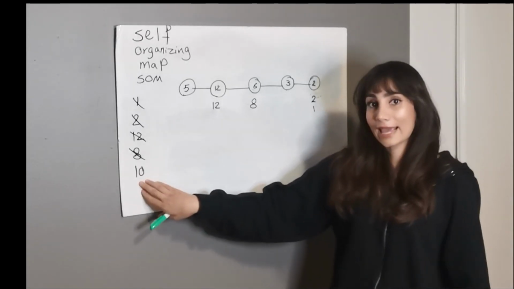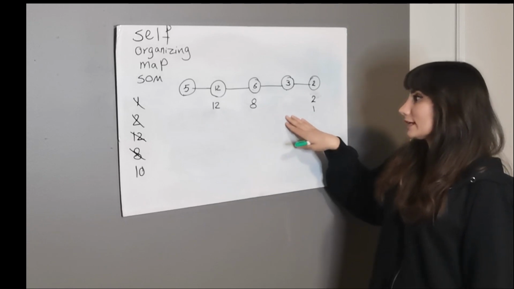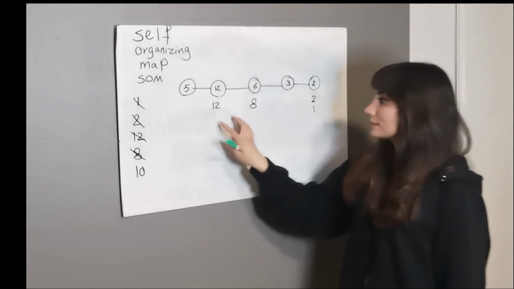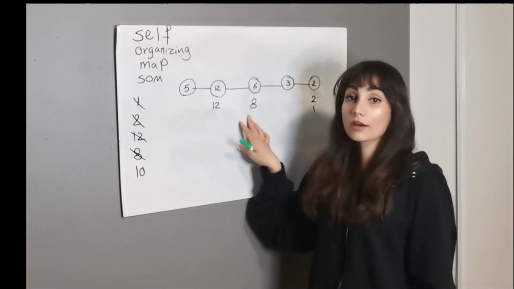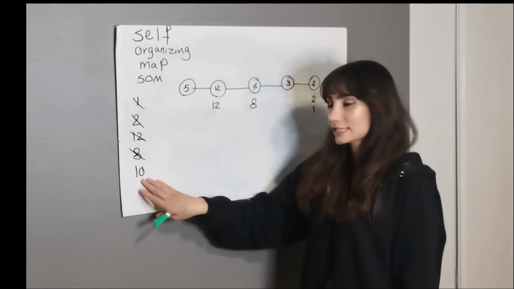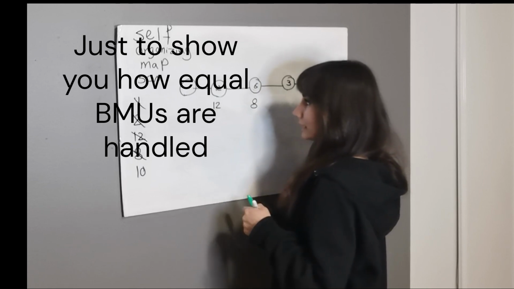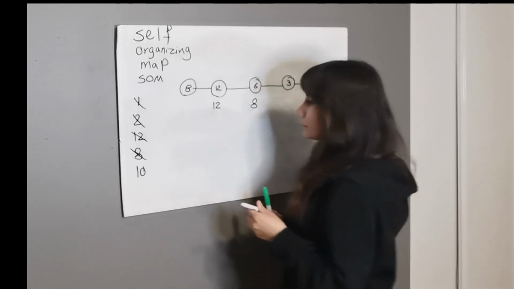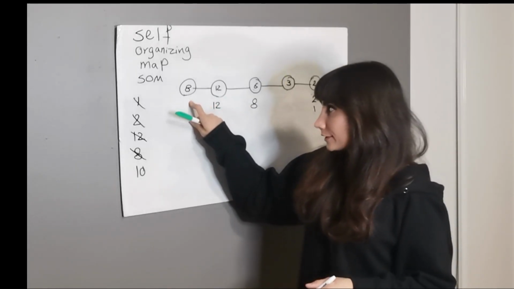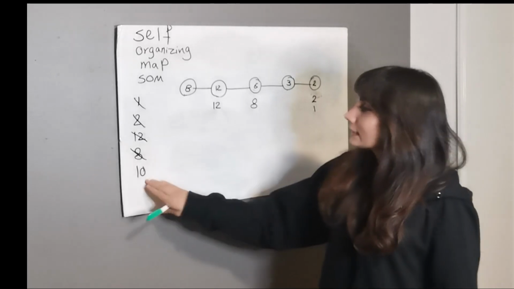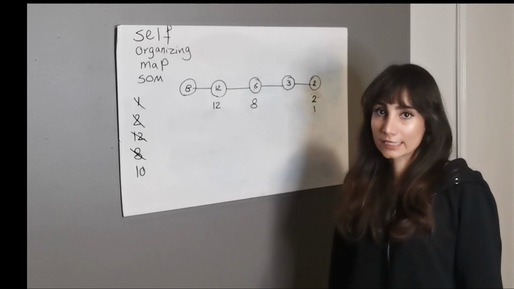Now I have number 10. I'm going to look here to see which one is the best representation. And as you can see, both 12 and 8 are the best BMU for 10. So I'm going to change this 5 to 8. Okay, so I have a weight of 12 here and a weight of 8 here. 10 can be represented by these two neurons equally.